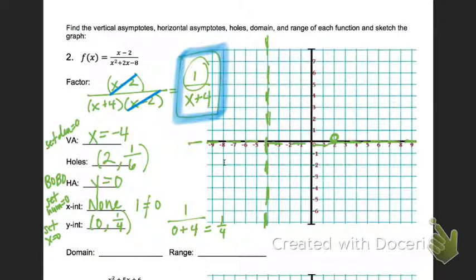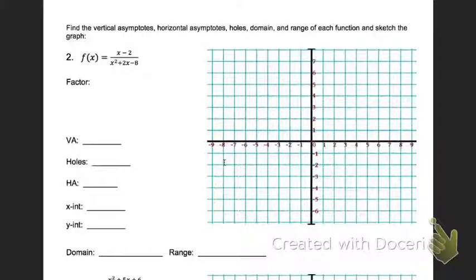So 0, 1 over 4 means a point right here, ish. Then I connect. Oh no, did it go away? Oh, that's so frustrating. I hate when that happens.